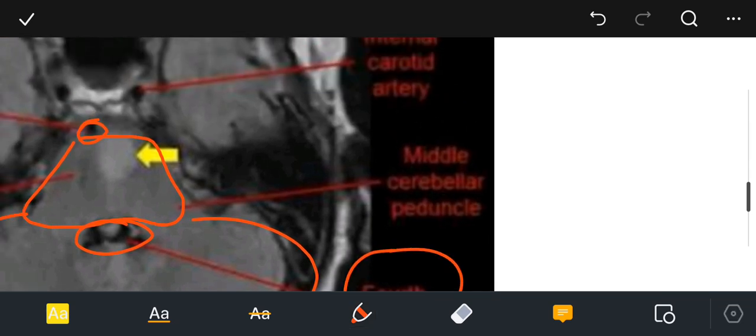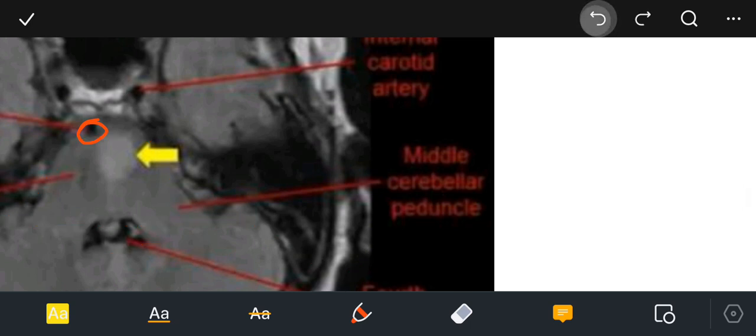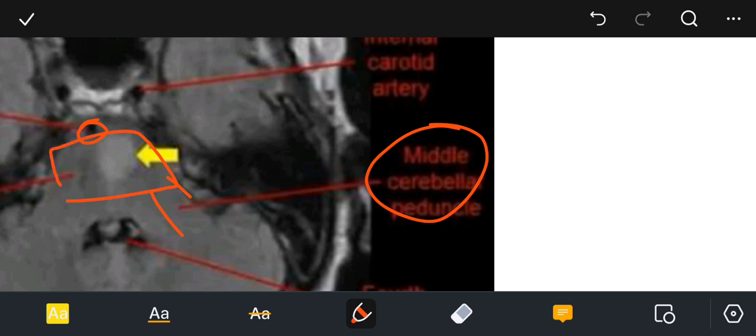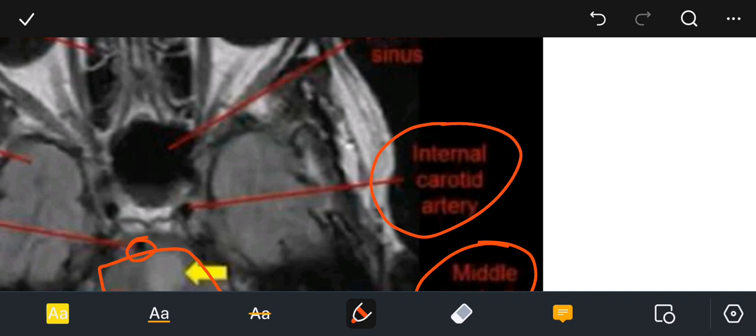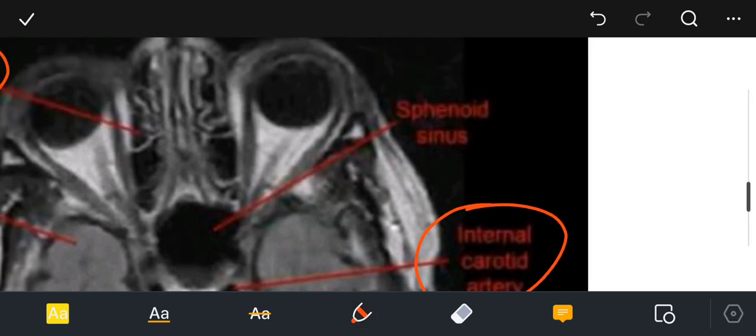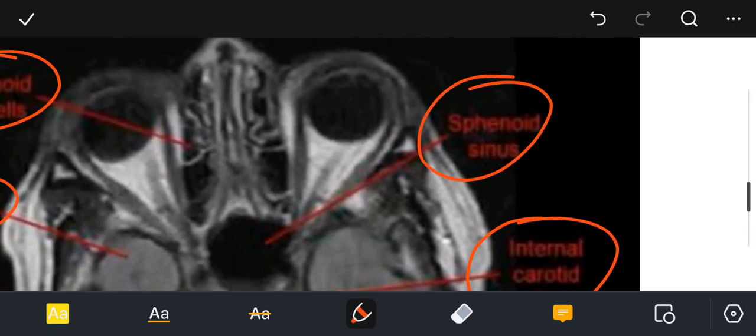Then the middle cerebellar peduncle. So the pons definitely is connected to the cerebellum by the middle cerebellar peduncle. So this thing that is connecting the pons to the cerebellar hemisphere is definitely going to be the middle cerebellar peduncle. We have talked about this in very big detail when we were talking about the cerebellum. Then the internal carotid artery is present over here. Then the sphenoidal sinus will be present here.